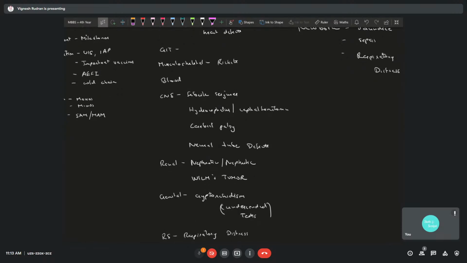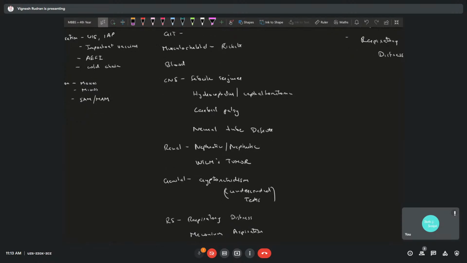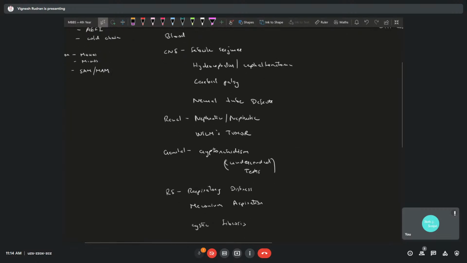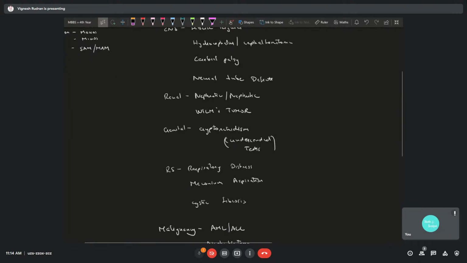And due to this, there might be neonatal jaundice, so we'll talk about that in newborns. Then you have cerebral palsy, which is an important case for us in a practical exam. Then you have various neural tube defects, like meningocele, spina bifida and anencephaly. These four are the most important ones.